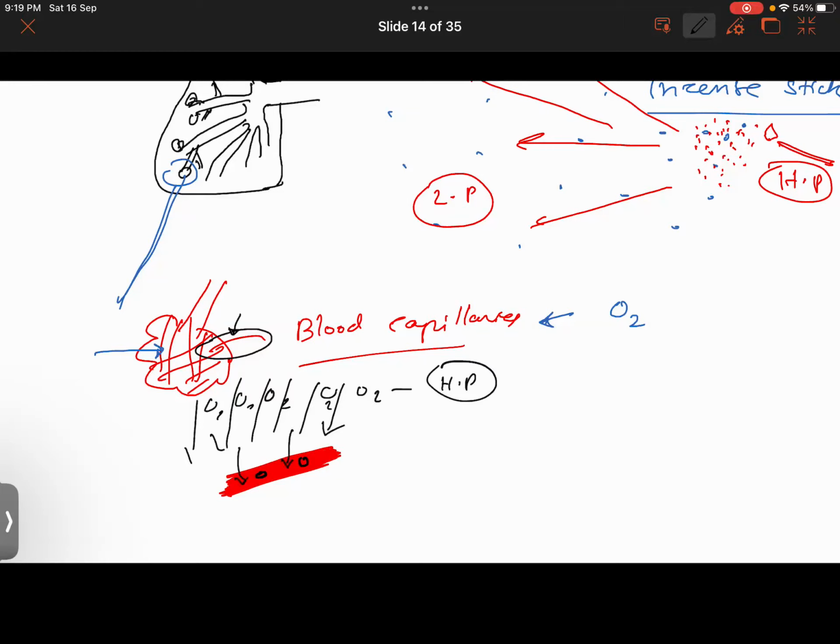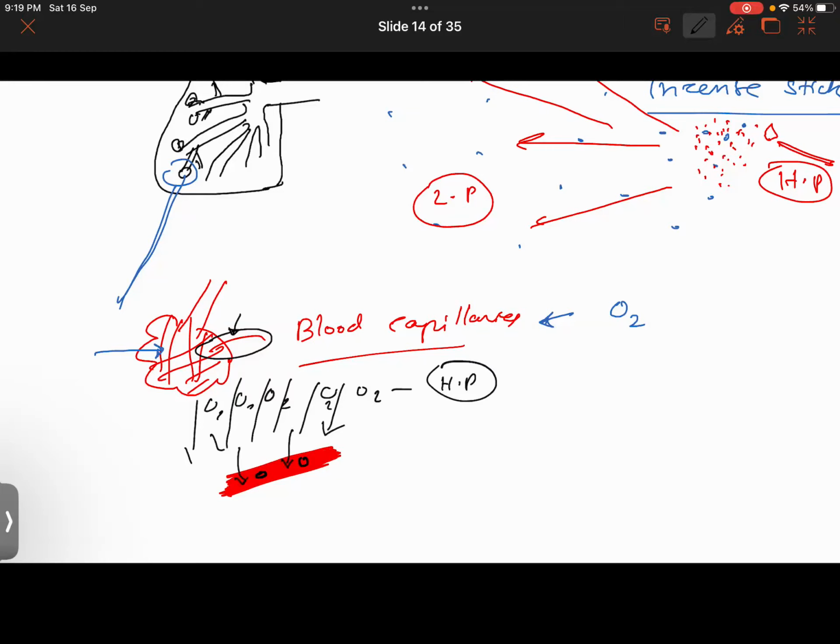Okay, and it is rich in blood capillaries. Rich in blood capillaries means it is surrounded by blood capillaries. Getting it now? Alveoli have a shape like popcorn, right? You can understand it like this. Not a very fixed shape, but it looks like popcorn, right?